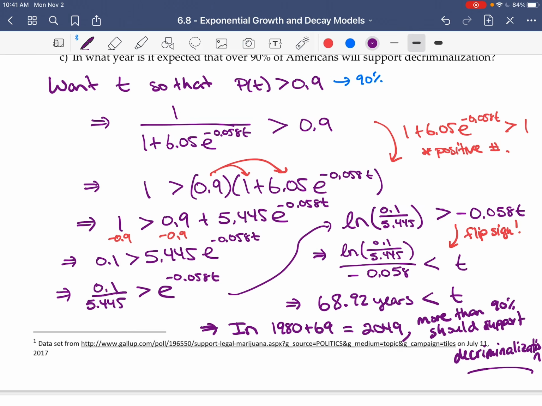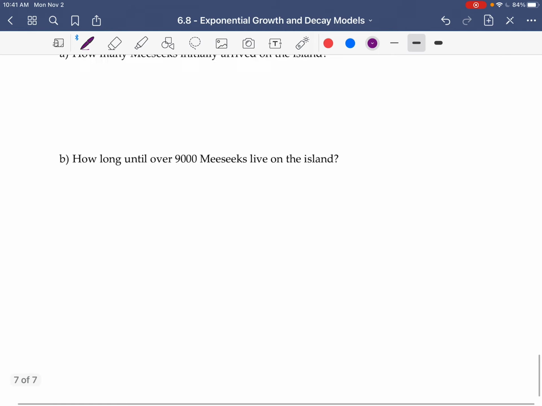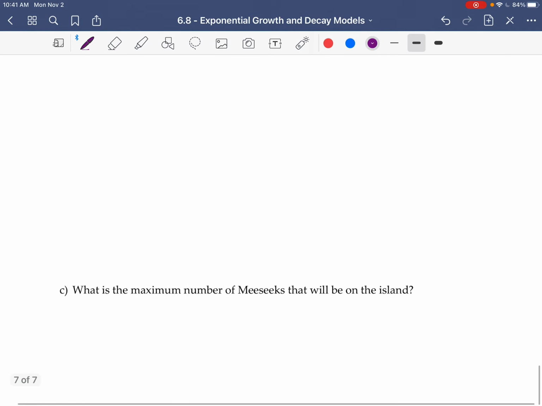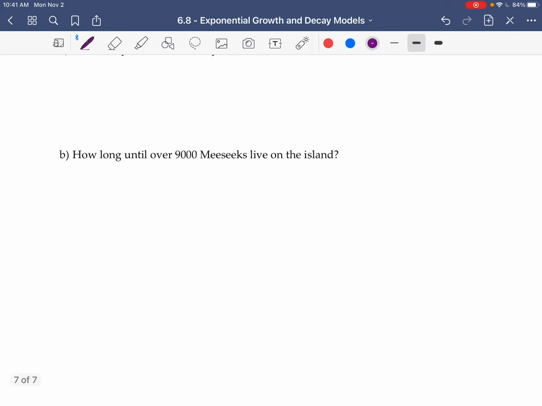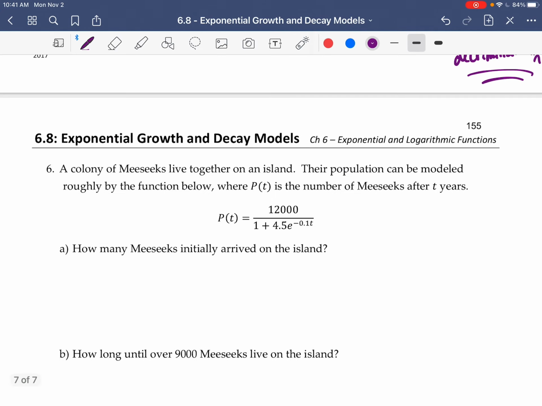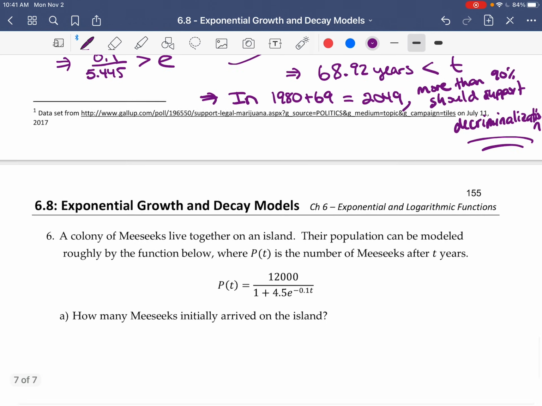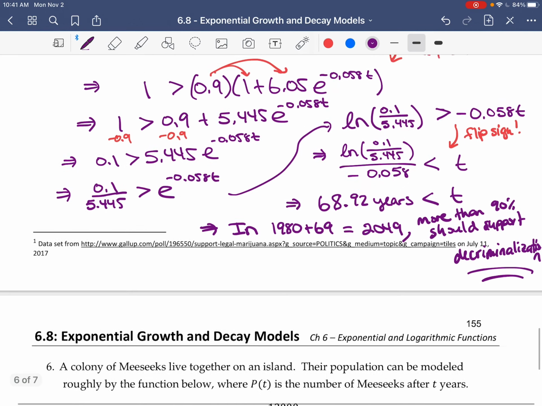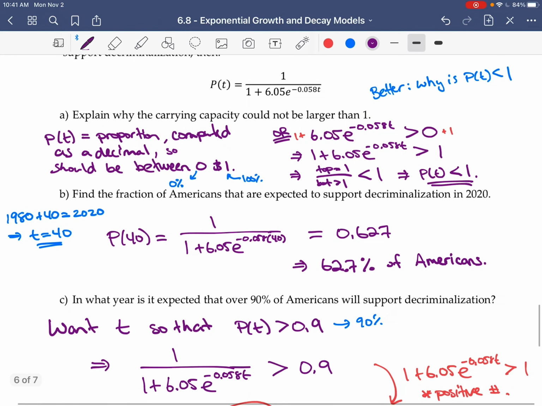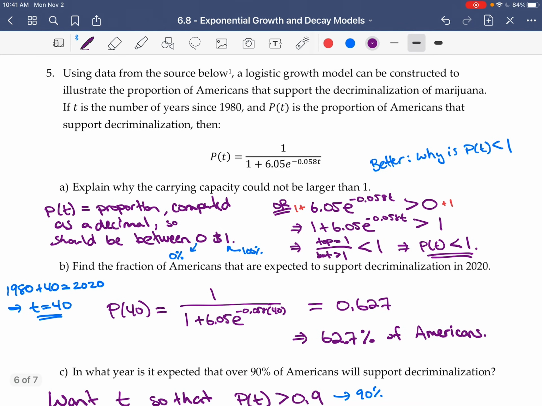I missed the end there. That was a lot of work to find that, but that's what you'd want to do. So I'm going to leave example 6 for you to try. So it's similar, maybe, yeah, very similar to what we just did. So those are some examples for exponential growth and decay with no restrictions, and then with a carrying capacity on the population.